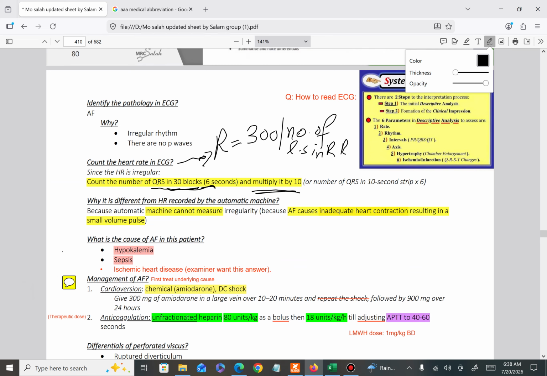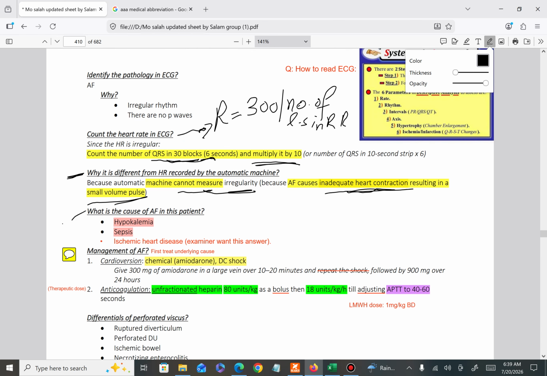Now, why is it different from the heart rate recorded by the automatic machine? Because the automatic machine cannot measure irregularity, and atrial fibrillation causes inadequate heart contraction resulting in a small volume pulse. Then what is the cause of AFib in this patient? As the patient has a perforated viscus, the cause of AFib can be hypokalemia, sepsis or ischemic heart disease.